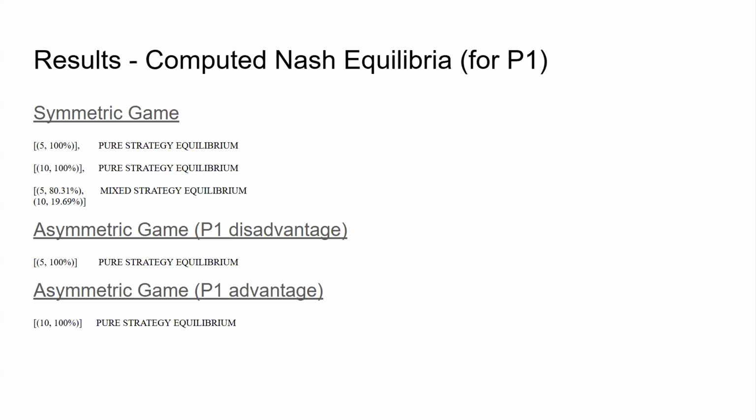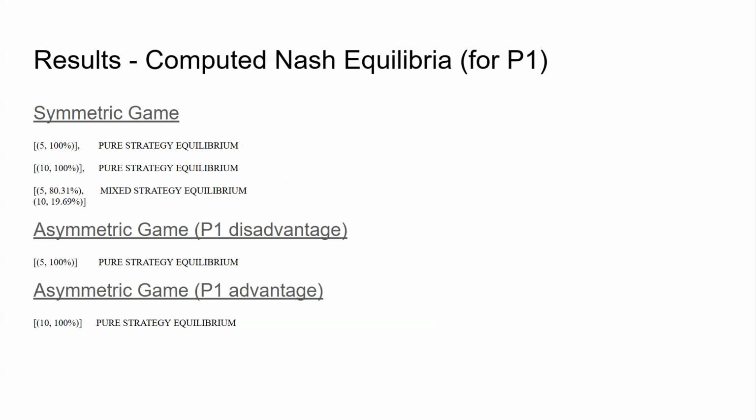So to start off with the results, I will talk about the computed Nash equilibria for the three different versions of the game. Interestingly, for the symmetric game, there are three different Nash equilibria, two of which are pure strategies, and one is a mixed strategy. The pure strategy, as you can see on the screen, is that both players will price at 5 cents 100% of the time. Another one is they'll price at 10 cents 100% of the time. And finally, the mixed strategy: they will price at 5 cents 80% of the time, and 10 cents almost 20% of the time. And this is where I initially believed that we would see the Edgeworth-like pricing cycle emerge.